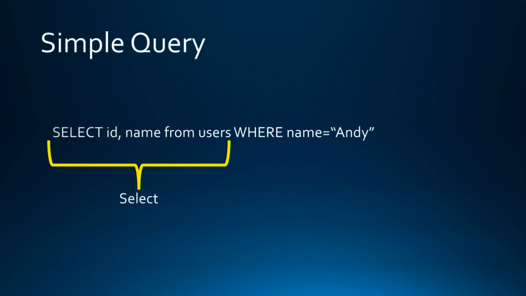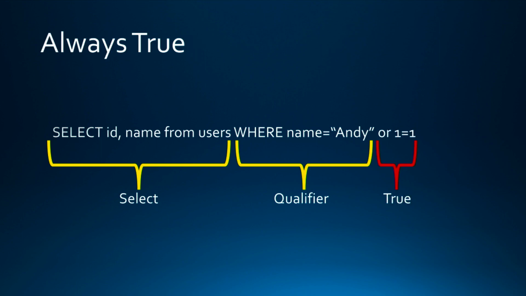So if we wanted to get data out of this, we're writing a simple query for that, right? We select ID, name from this table where the name is Andy. So we have the select and we have the qualifier. Then we could append this additional command, OR 1 equals 1. That's always going to qualify as true, and we're going to get all the data back. If you had an application that allowed this to happen, you have effectively allowed somebody to attack your application with a SQL injection attack. Okay?